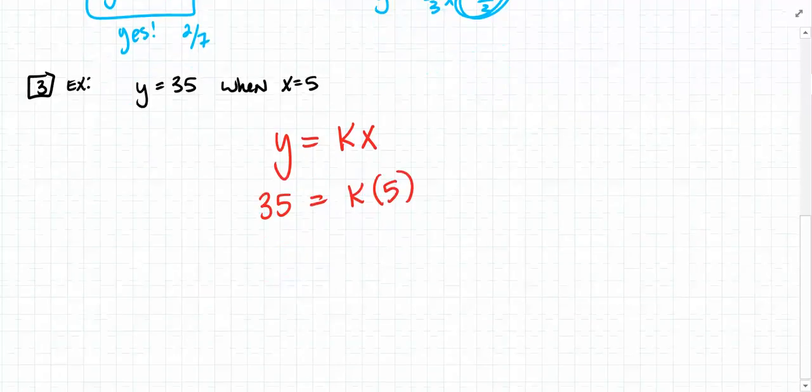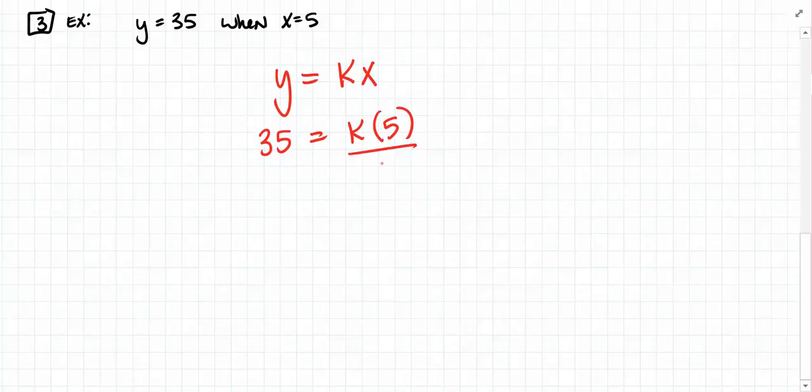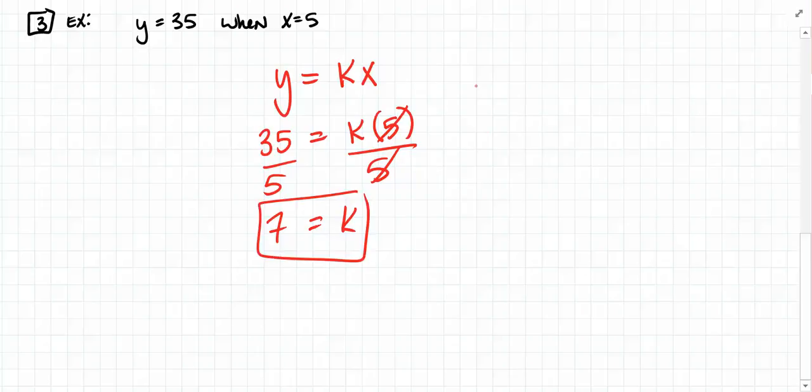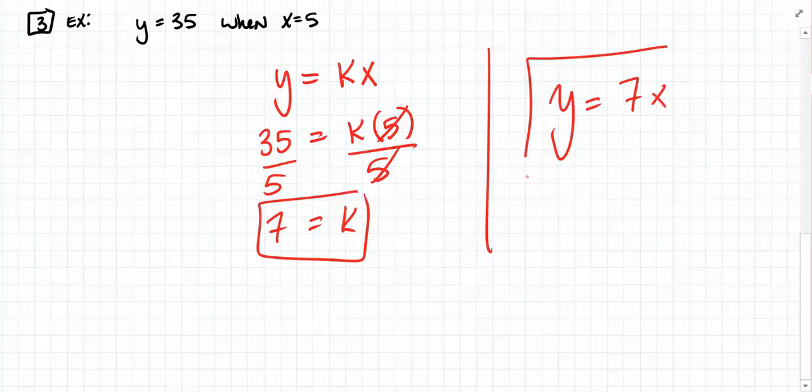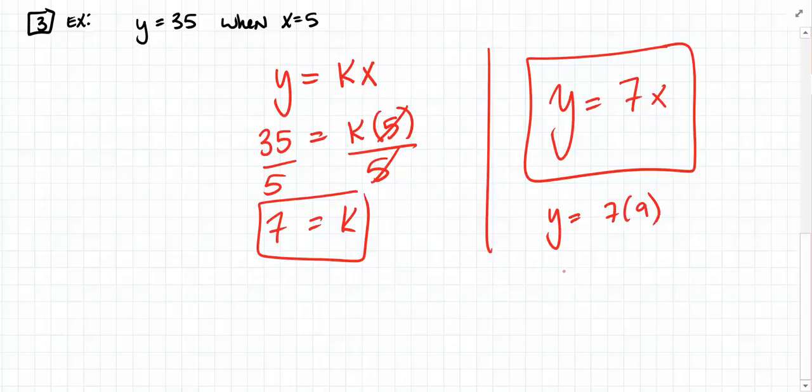So I can easily now isolate the k by dividing both sides by 5. And what's 35 divided by 5? 7. So 7 is equal to k. So my constant of variation is 7, and the direct variation that I could write down is y is equal to 7x. Does that make sense? Yes. Okay, now it'll also say something like, what is the value of y when x is 9? Well, we just substitute in, right? 7 times 9, how much is that worth? 63. So the value would be 63 for that one.